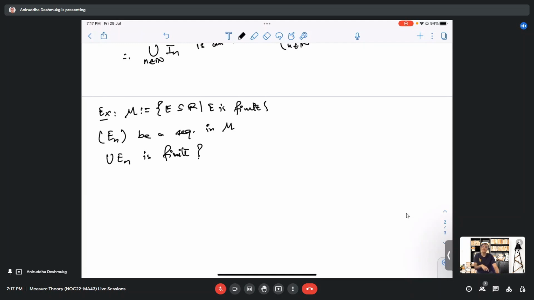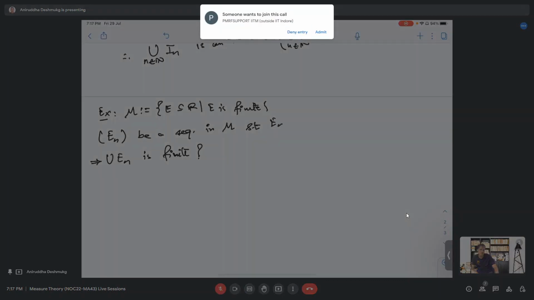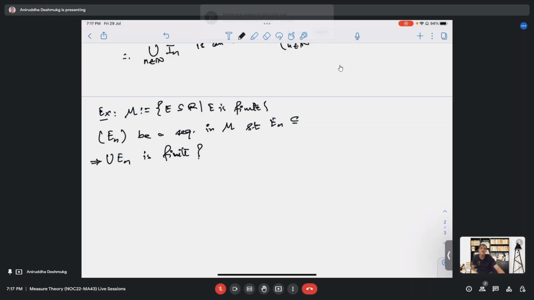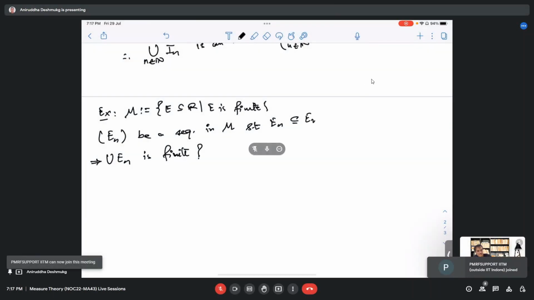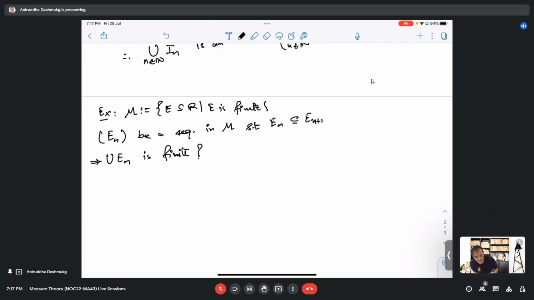So can this happen? It also has the property that E_n is contained in E_{n+1}. So this may not happen in general, right? Why? Because it can be infinite. Can you give a counterexample then? Prasandeep, can you give a counterexample?